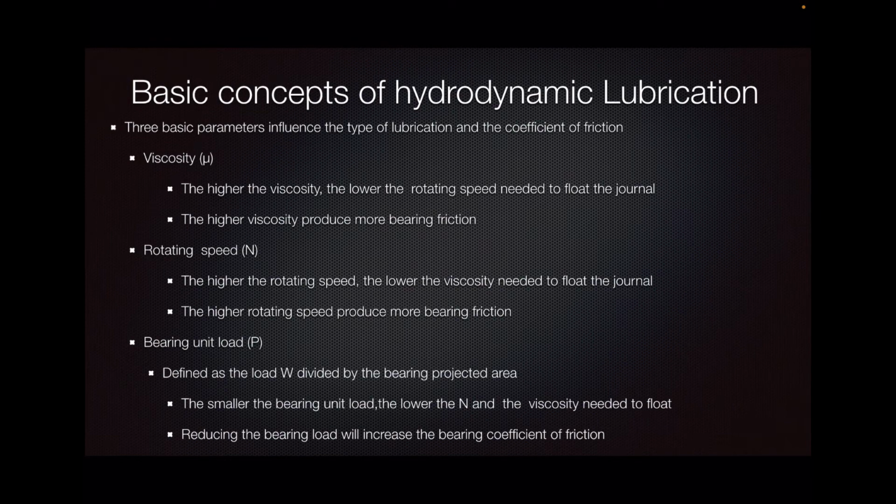The second one is rotating speed. The higher the rotating speed, the lower the viscosity needed to float the journal. The higher rotating speed produces more bearing friction. The third one is bearing unit load, defined as the load W divided by the bearing projected area. The smaller the bearing unit load, the lower the N and the viscosity needed to float. Reducing the bearing load will increase the bearing coefficient of friction.